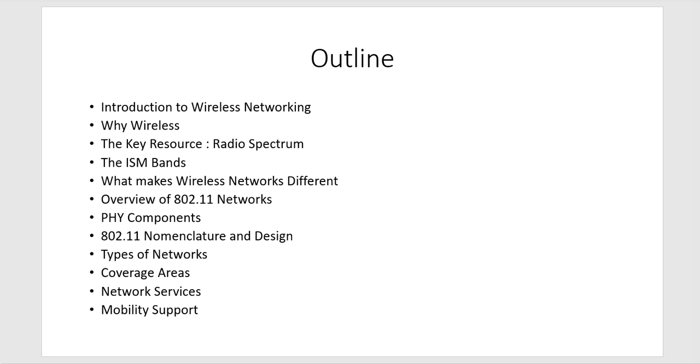third topic is what is the key resource for that, that is the radio spectrum, and the fourth one is ISM bands, then what makes wireless networks different from other stuff. Then coming to the next part, overview of 802.11 networks: five components: 802.11 nomenclature and design. Then next is types of networks, coverage areas, network services, mobility support.